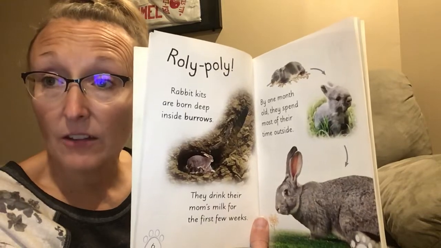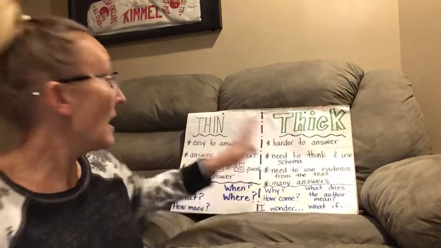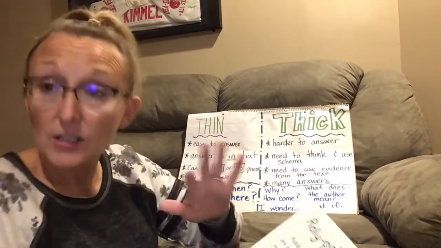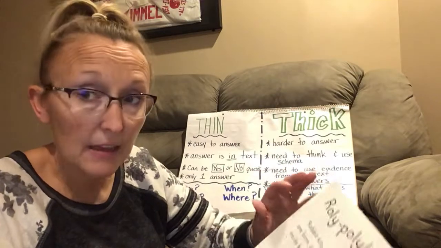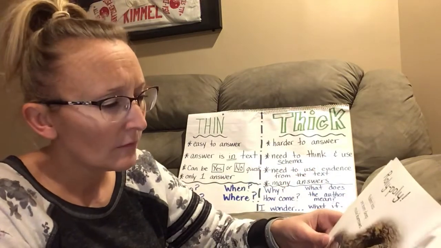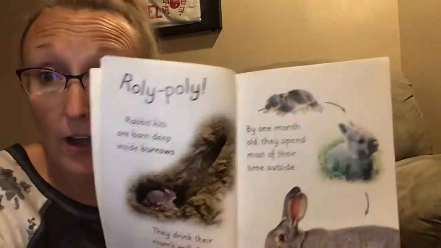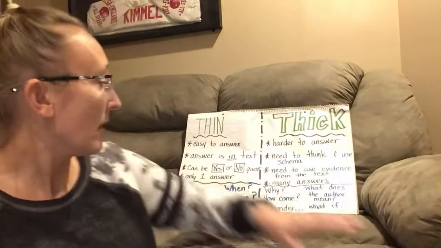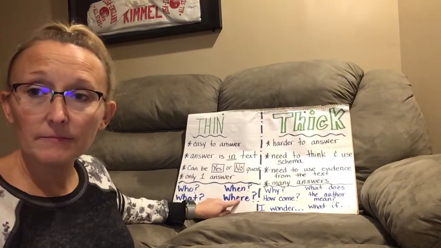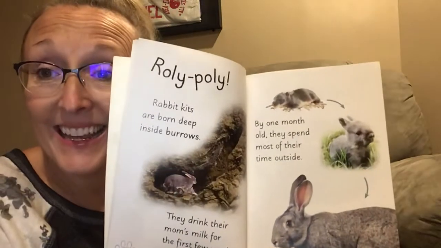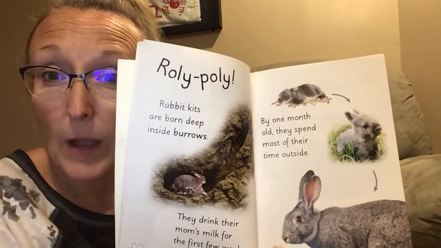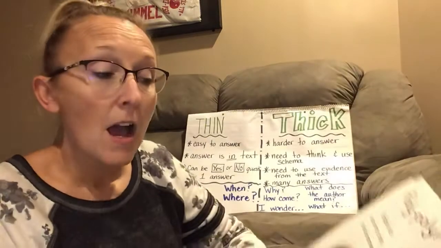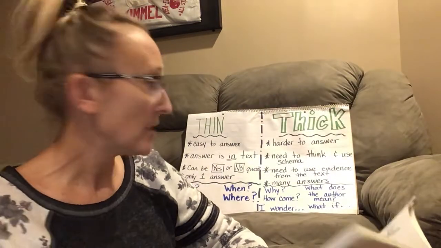Thin. What do they drink for the first few weeks? The answer's right there, right? They drink their mother's milk. So that's a thin question. It's an okay question, but we're practicing thick also. Let's see. Where are baby kits born? That's another thin question, right? Where? I got where right here. They are born in burrows. Okay? Let's think. Let me ask a thick question.